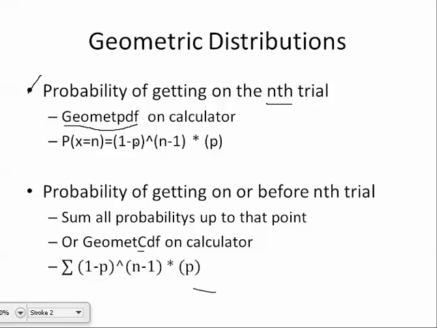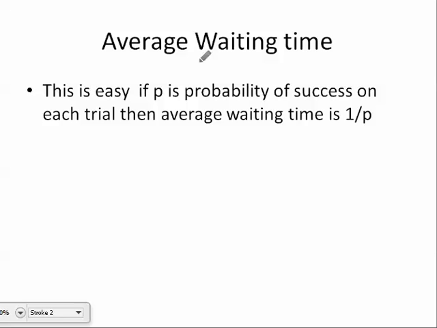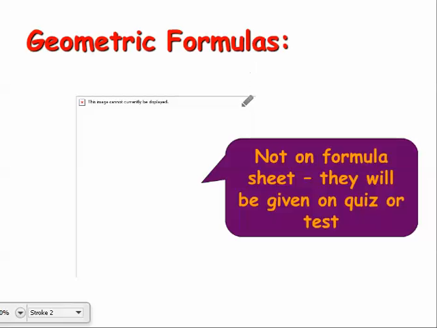So let's look at some problems here. Oh, one more thing, average wait time. This one is the easy one. If you've got the probability of a success being P, then the average wait time is going to be 1 over P. And that's the easy one to figure out.